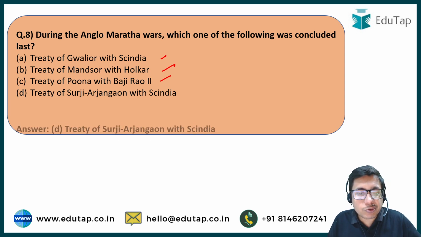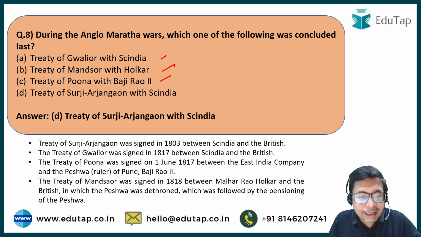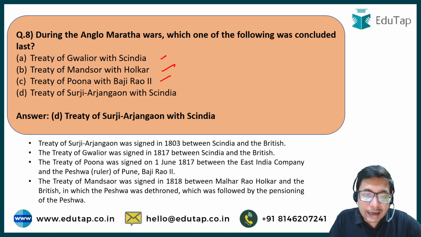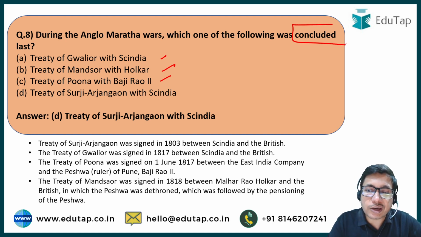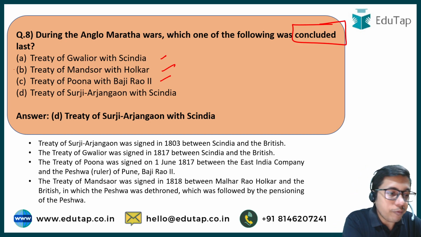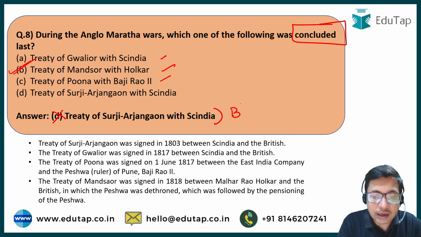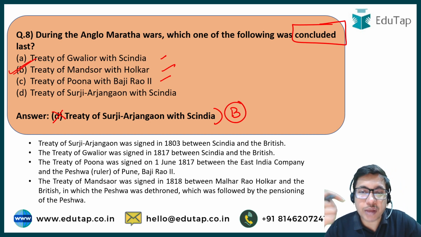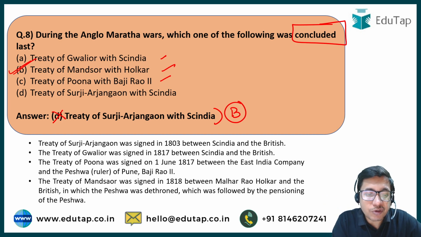The correct answer of this question is not the Treaty of Surji Arjan Gaon, because I wrongly mentioned the answer. The correct answer has to be the treaty which was concluded last, which is the Treaty of Mandsaur. The correct answer is option B, and I apologize for this. Actually, I gave you the answer of the treaty which was concluded the earliest, which was Surji Arjan Gaon.